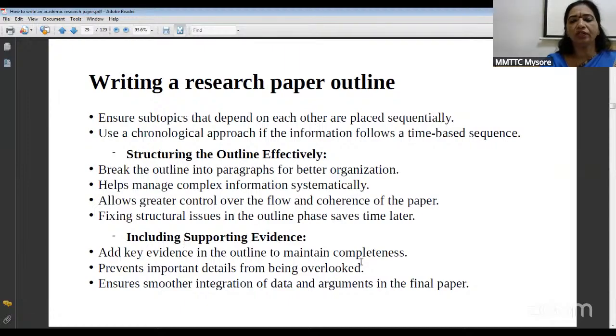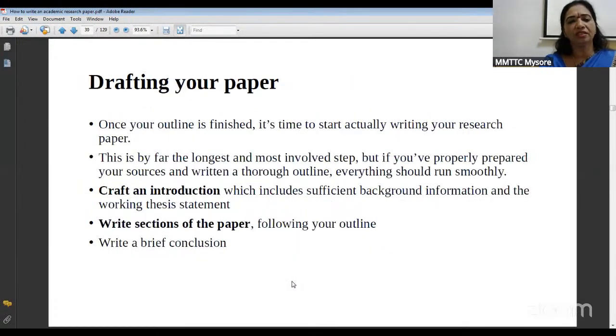Include key evidence in the outline to maintain completeness. Without evidence, nobody is going to accept your paper. It prevents important details from being overlooked. People will say, you see, this person has already done this, but you have not given evidence. You should point it out. It also ensures smoother integration of data and arguments in the final paper.